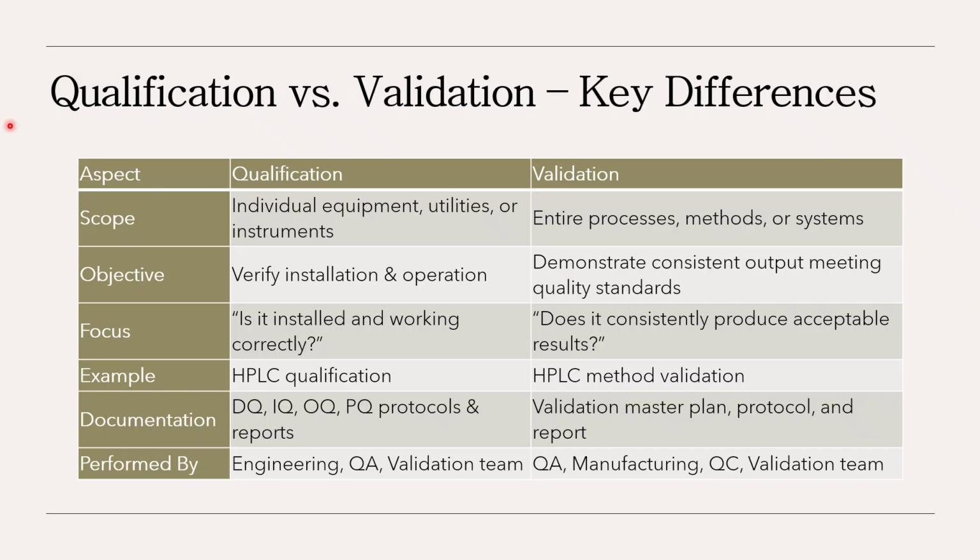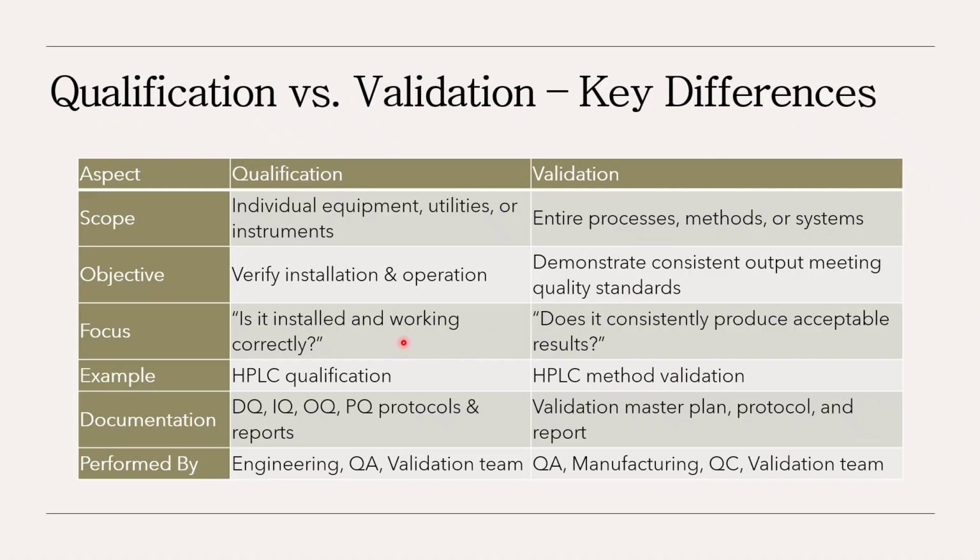So now let's understand the key differences between qualification and validation, right? The first one is the scope. We'll understand the differences in both of them. Qualification focuses on individual equipment, utilities, and instruments, while validation covers the entire process, like a method or system, right? The objective of qualification is to verify correct installation and operation, whereas validation demonstrates that the output consistently meets quality standards, right?